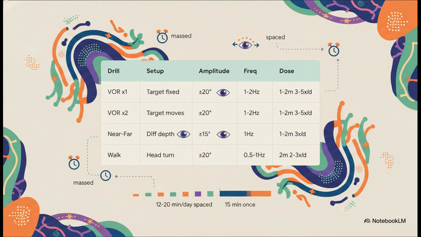Let's look closely at the precise, evidence-based starting doses for these drills. For your X1 and X2 drills, you're starting at 1 to 2 minutes per axis, 3 to 5 times a day. Did you catch that frequency? 3 to 5 times a day.